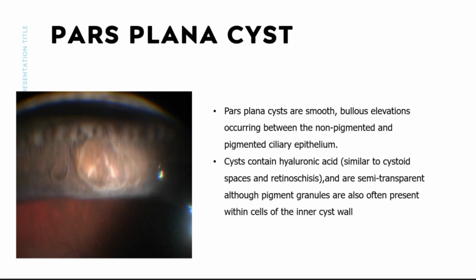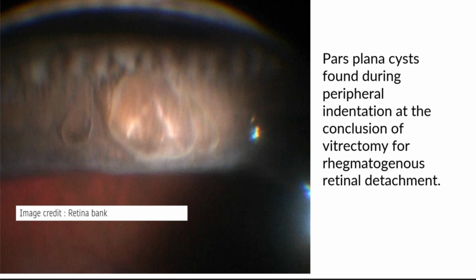Another finding that you can see in the periphery is the presence of a cyst in the pars plana region. Now they are quite different from the pearls that we saw. These cysts can be small cysts or they can be really large cysts. They are basically these bullous elevations that you can see over here, and they look clear because they are filled with hyaluronic acid, right? And these are formed by the separation between the non-pigmented and the pigmented ciliary epithelium. So that is one thing that you must remember.